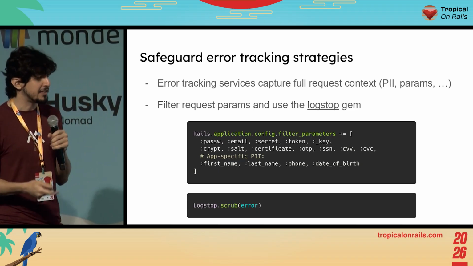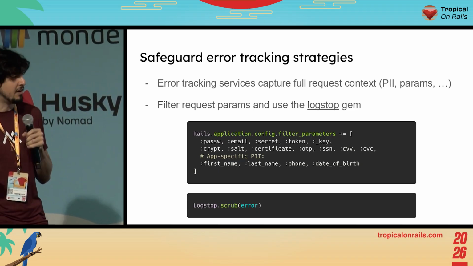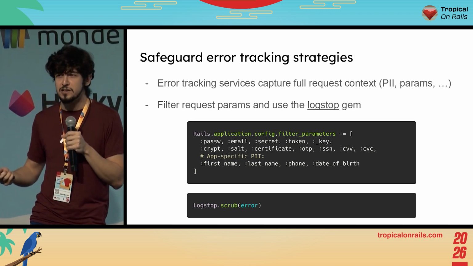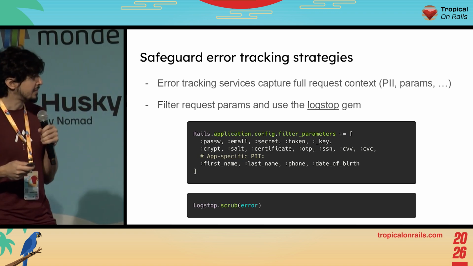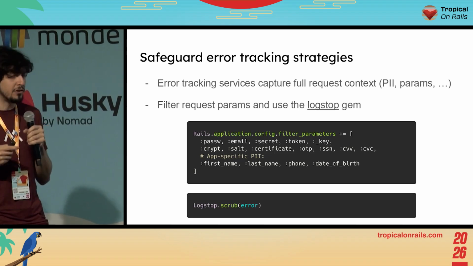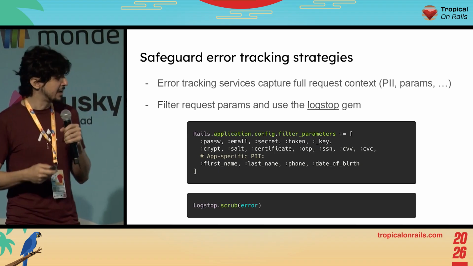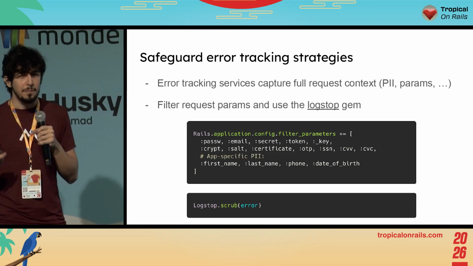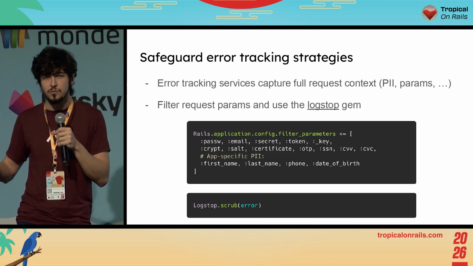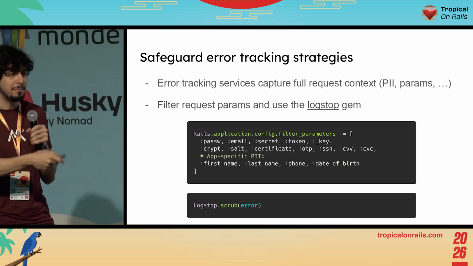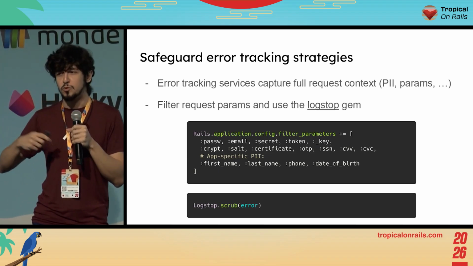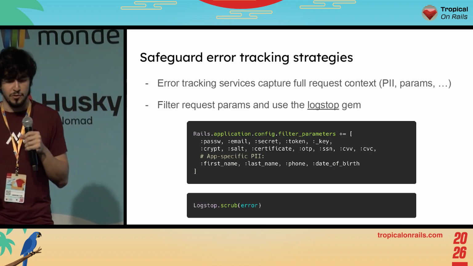And also as a side effect, it also works with Active Record inspect. So anything that you put in there is also going to be filtered when you log that object. And when you're about to send the error to your error service, whatever you're using, you can use the Logstop scrub method, passing the error. This is going to remove any personal information that might be inside that object that it would be a risk to leak at some point.